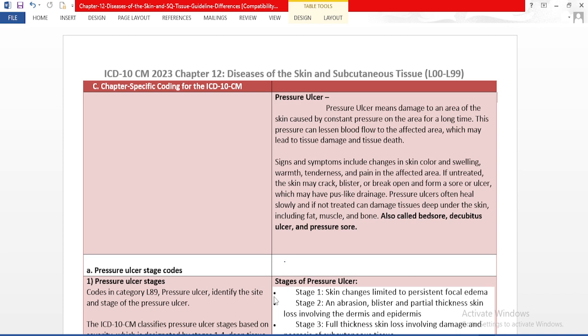Today we are going to learn ICD-10-CM 2023 Chapter 12, Diseases of the Skin and Subcutaneous Tissue. Code ranges from L00 to L99. Usually in this chapter we are going to learn pressure ulcer as well as non-pressure ulcer. In order to know this chapter's coding guidelines, please watch until the end to get more knowledge.